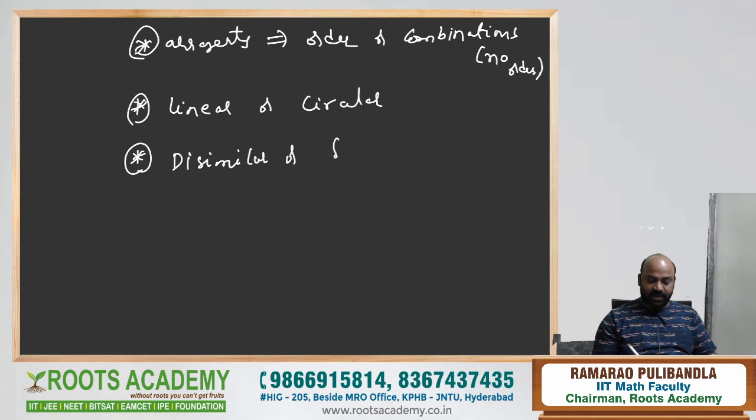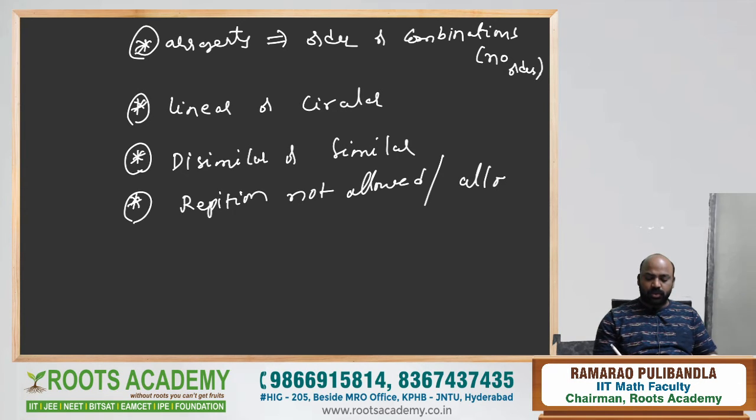Dissimilar or similar? Got it? And point number four, four steps are very important. Point number four is: repetition is not allowed or allowed? So these four things you have to see whenever you are doing a question in permutations and combinations. Right, student? Shall I repeat again?